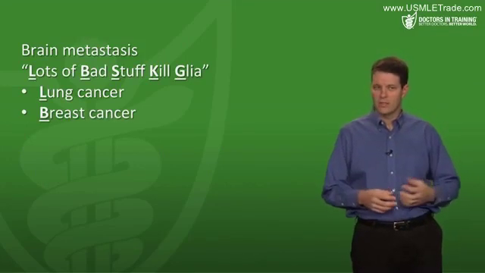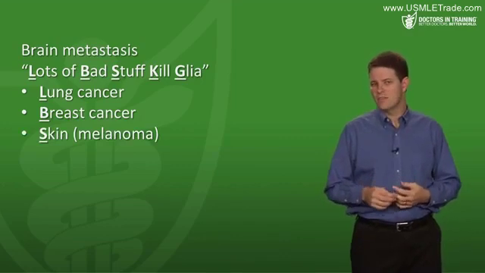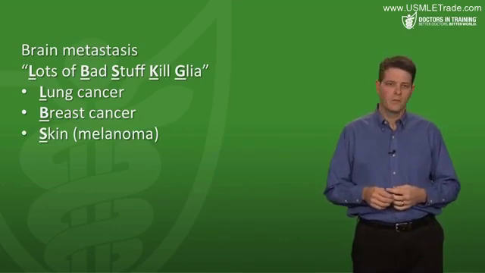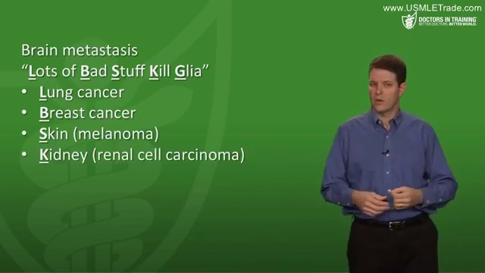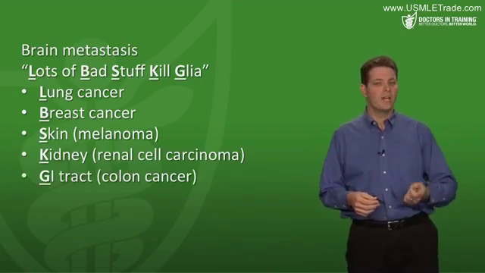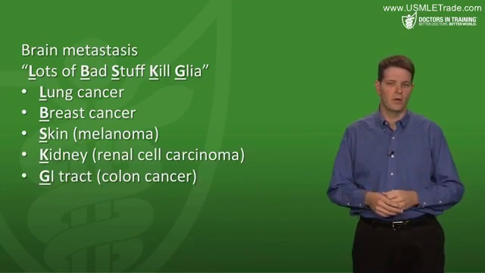Remember, we see lung and breast in all these. Then the S in stuff is for skin, which is melanoma. The K is for kidney or renal cell carcinoma. And the G is GI tract, especially colon cancer can go to the brain.